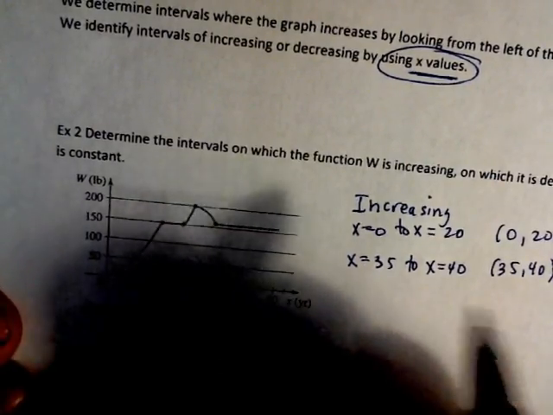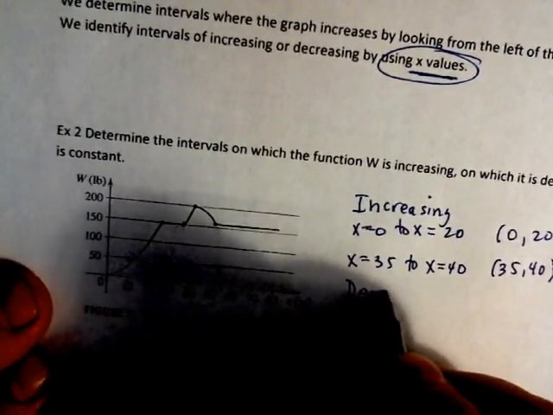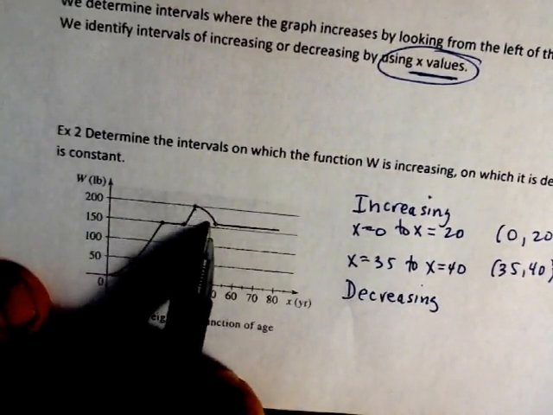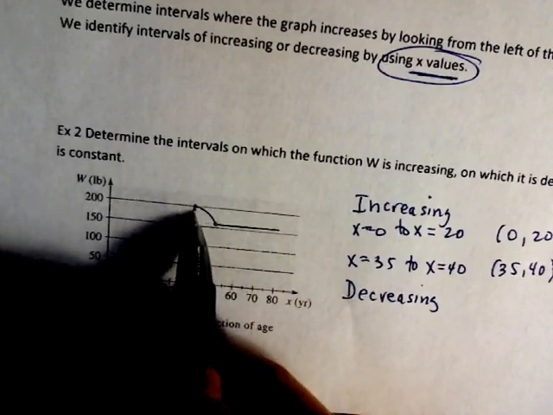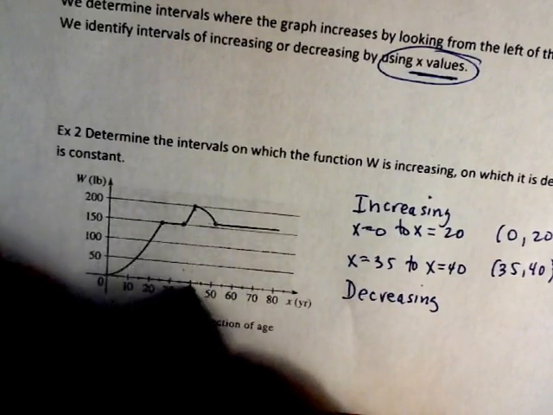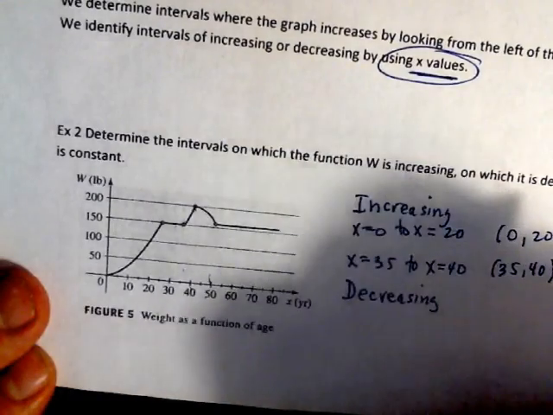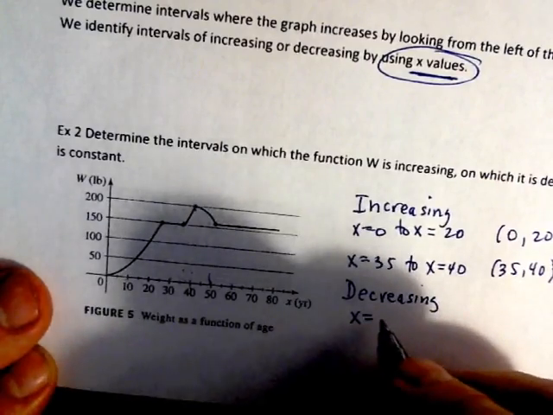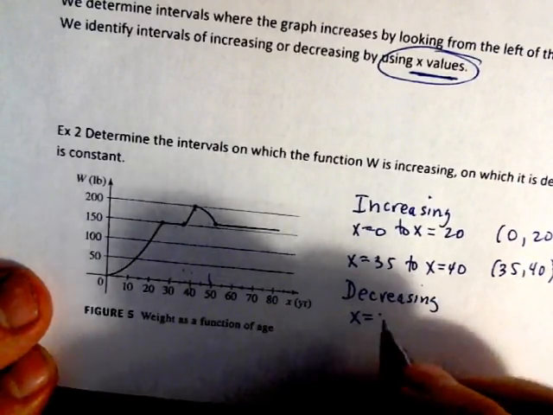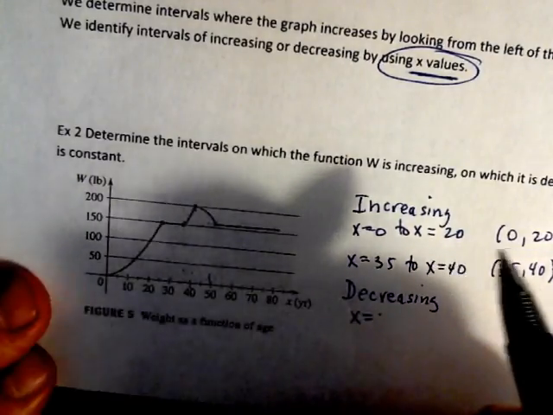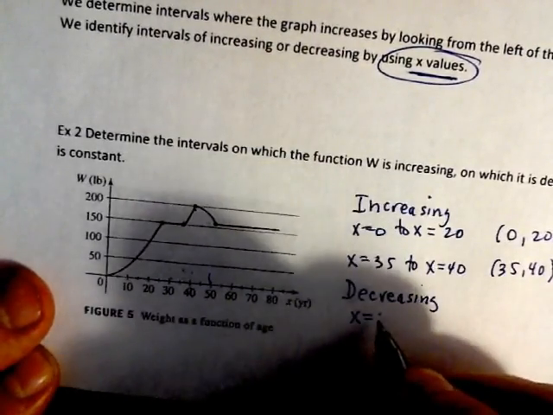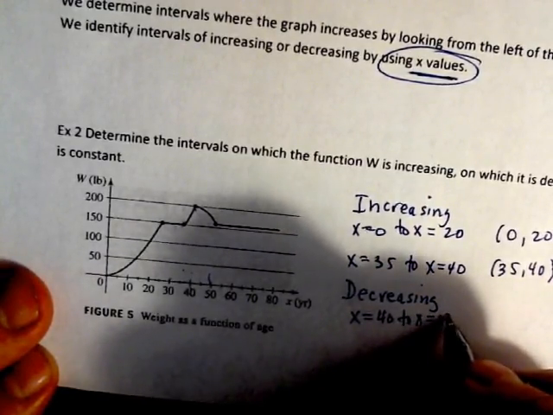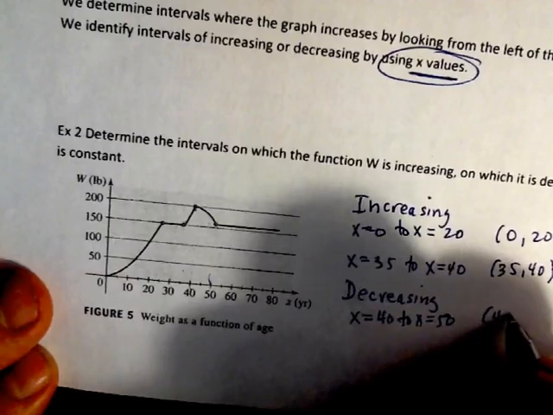Yeah, that's right. Now, it's decreasing from here to here. But we must look at the x value. So that's 40 to 50. So it took 10 years to lose 50 pounds. Only took 5 years to put on 50 pounds. So somebody's been eating way too much. So it's decreasing from x is 40 to x is 50. And again, you can do your interval notation.